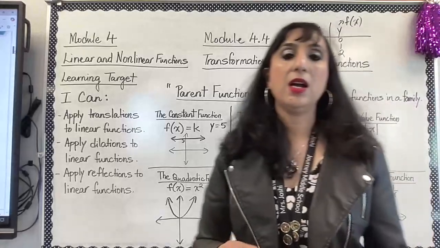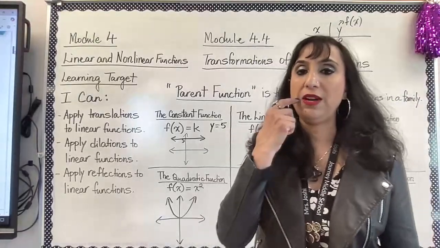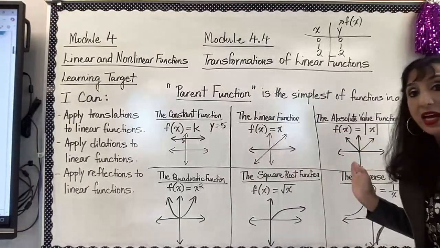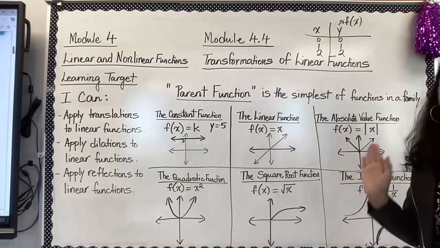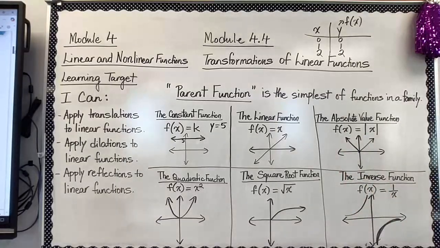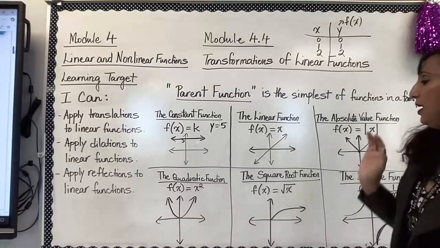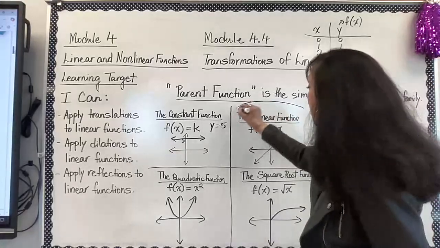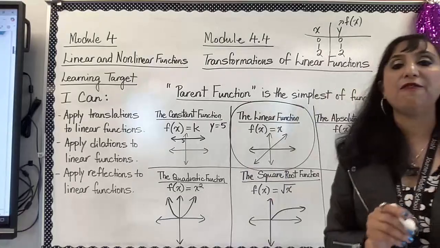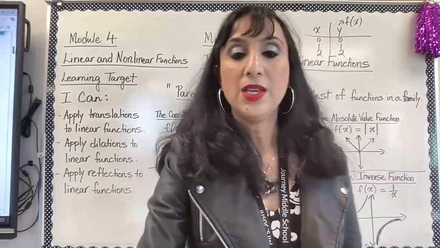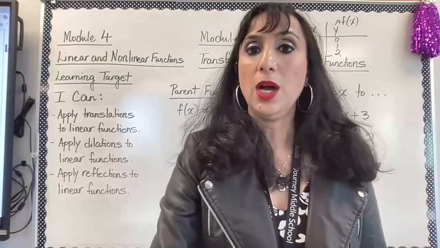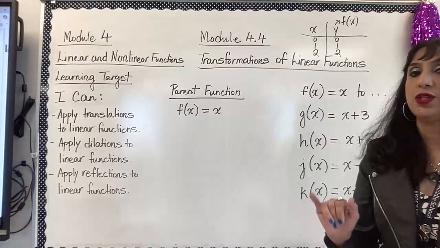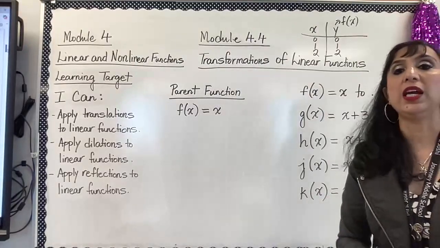So these are basically, once again, the parent function is the simplest form of functions in a family, and I just showed you some graphs of the parent functions, which are constant, linear, absolute value, quadratic, square root, and inverse. And today we are going to focus on the linear function. Okay, so let me quickly show you the parent function f of x is equal to x in a linear function.